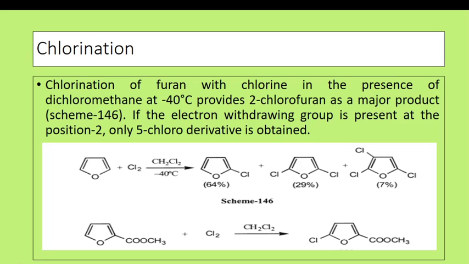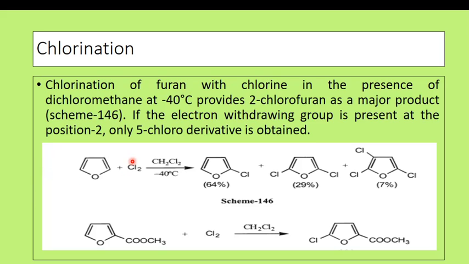Then chlorination. Chlorination of furan with chlorine in presence of dichloromethane at minus 40 degrees Celsius provides 2-chlorofuran as a major product. So this is in scheme 146. If the electron withdrawing group is present at position 2, only 5-chloro derivative is obtained.